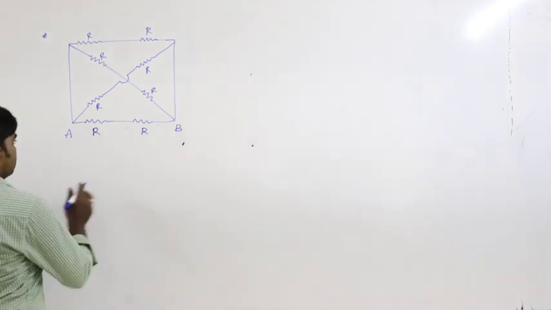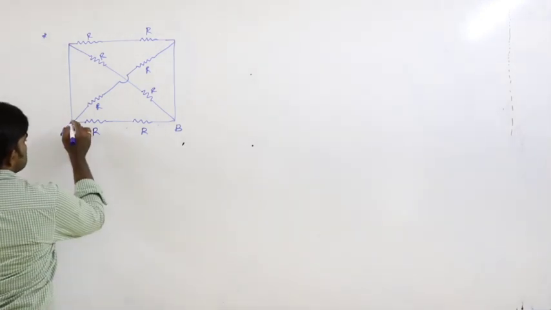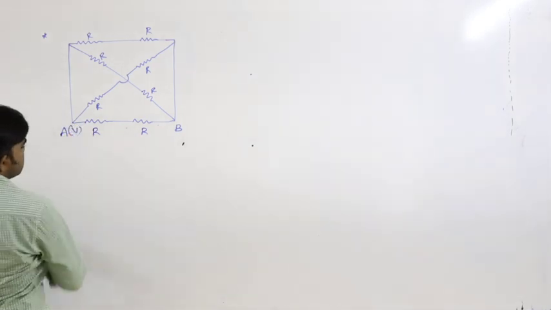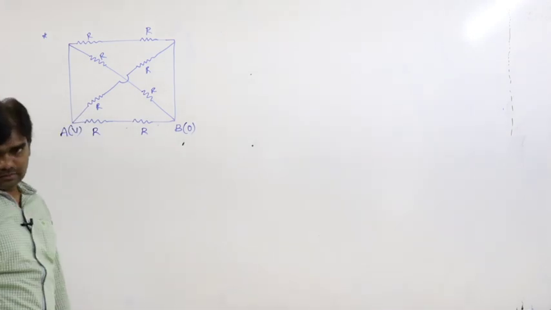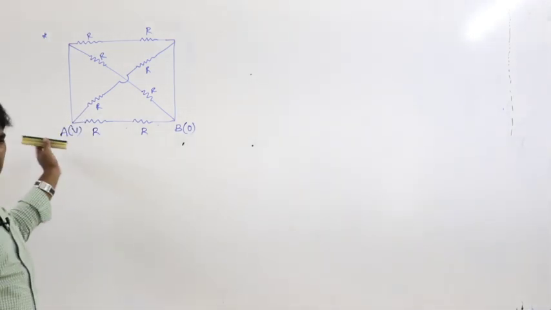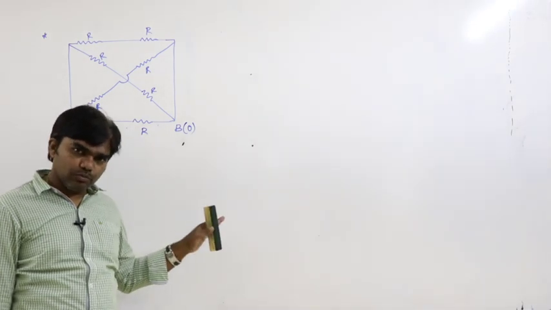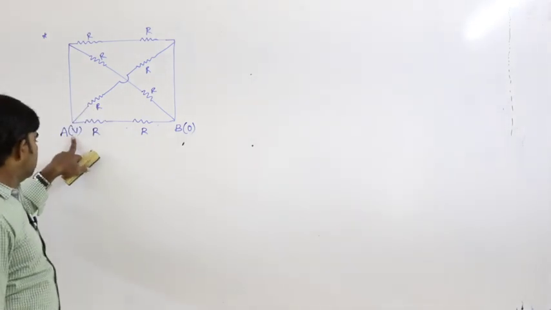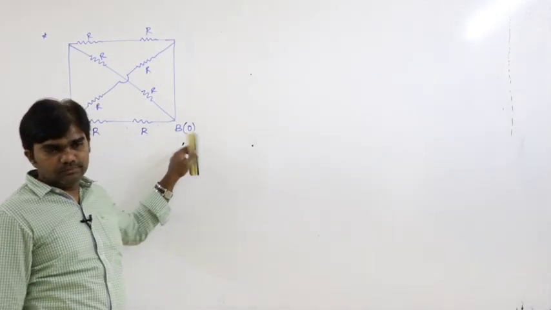See here, by using potential, this is A. Let us say at the point A the potential is V, and at the point B the potential is 0. Current flows from high potential to low potential. That's why at the point A the potential is V, and at the point B the potential is 0.